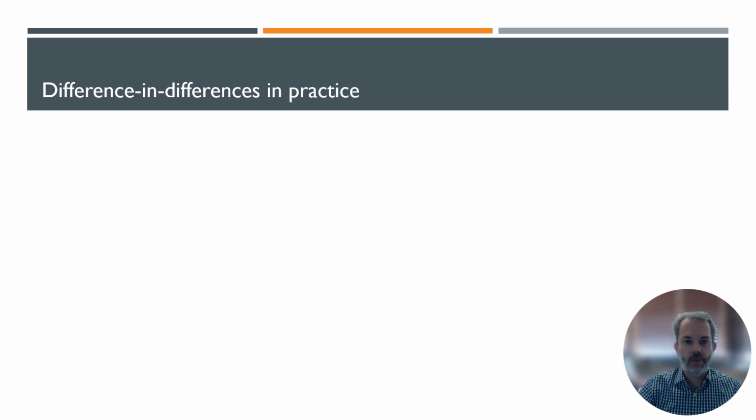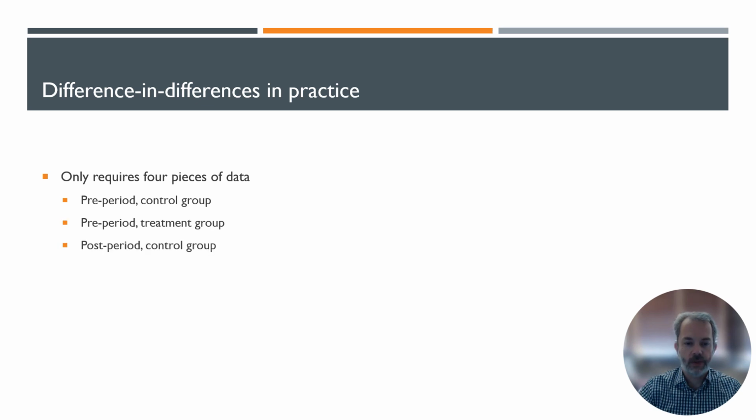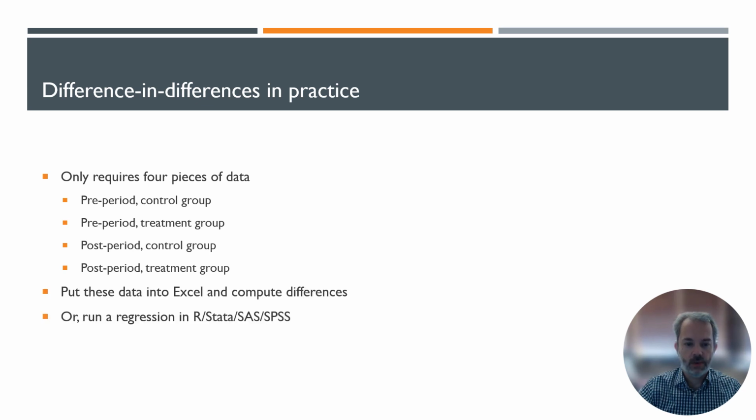So how do we do this in practice? As I alluded to, we only need 4 pieces of data: the control group pre-period mean, the treatment group pre-period mean, the control group post-period mean, and the treatment group post-period mean. And then we compute the differences in Excel or in a regression model.